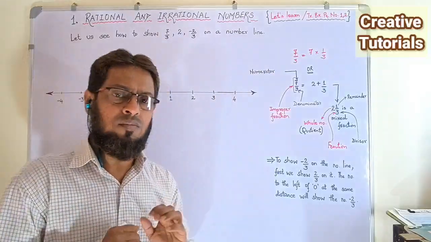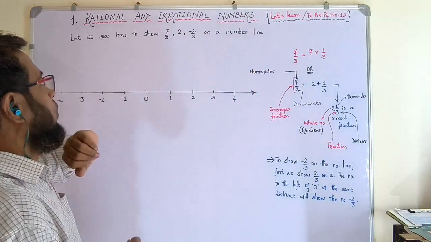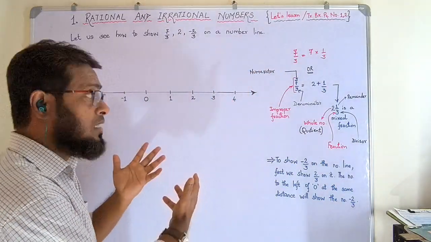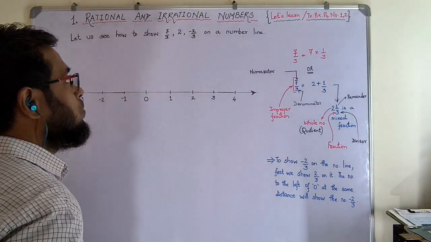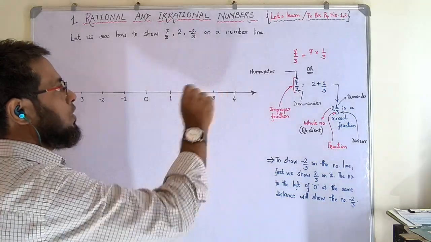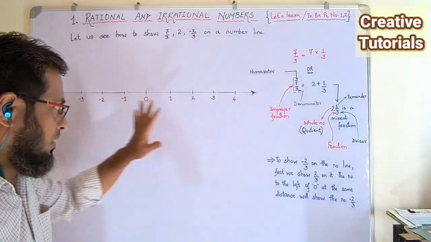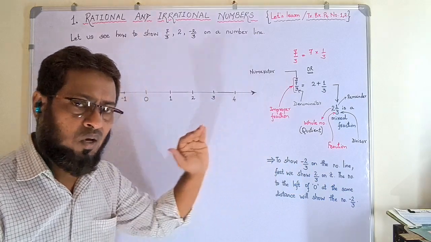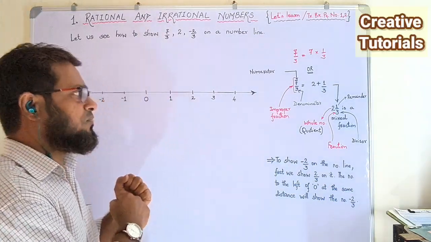Alright, okay dear children, we are on page number 1 and 2 of the textbook, where they are telling us to see how to show 7 upon 3, 2, and minus 2 upon 3 on a number line. Now you can see that I have already written many things and drawn one number line for you in advance, so that we can shorten the video and get to the main target.